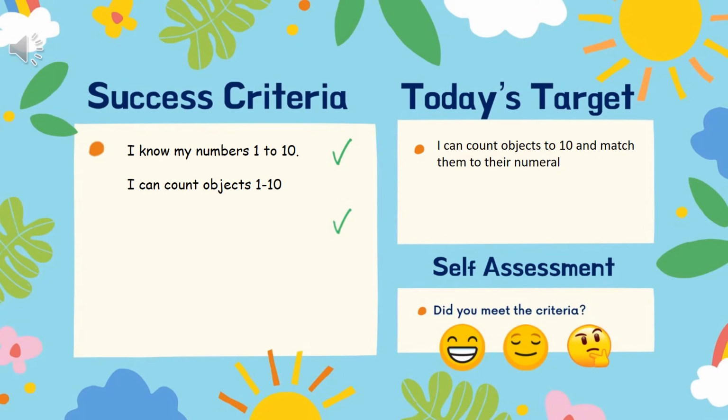So what are we learning today? Your target for today is this. I can count objects to 10 and match them to their numeral, which means number, their written number. And in order to do this, you need to know your numbers, 1 to 10, which I know lots of you do know how to do that, and carefully count objects.